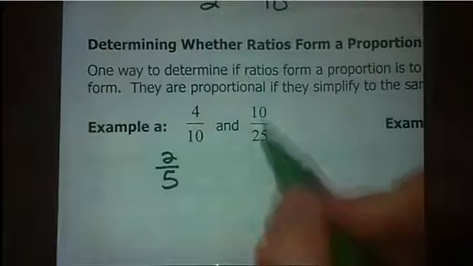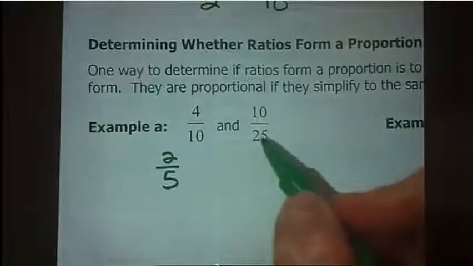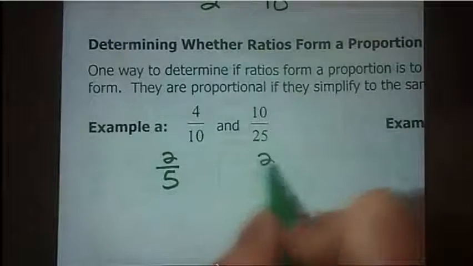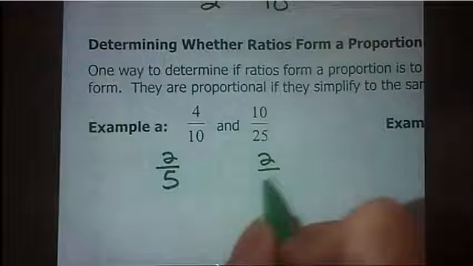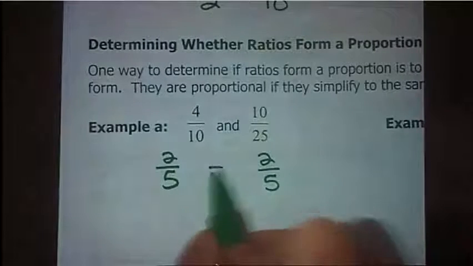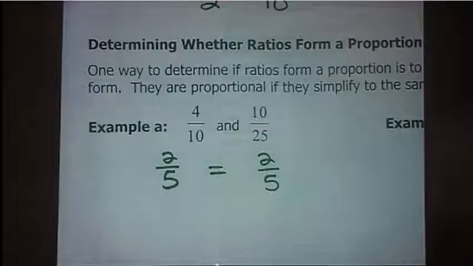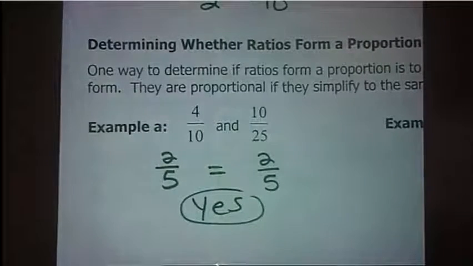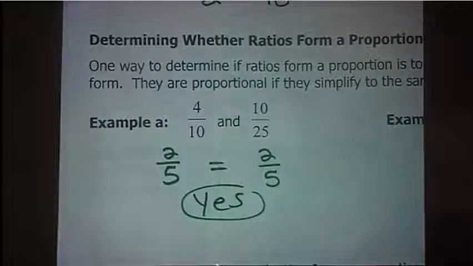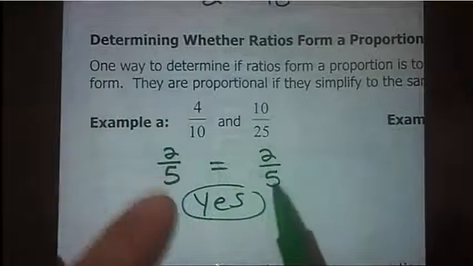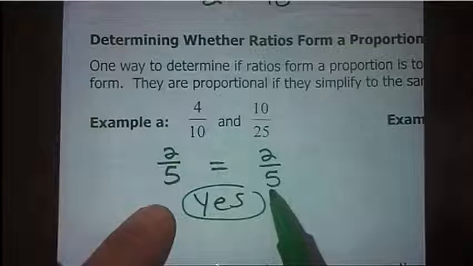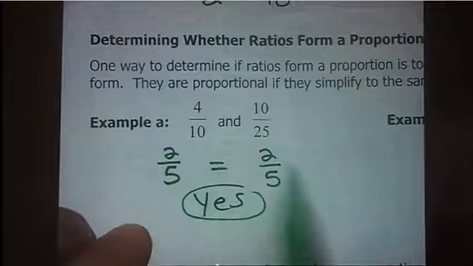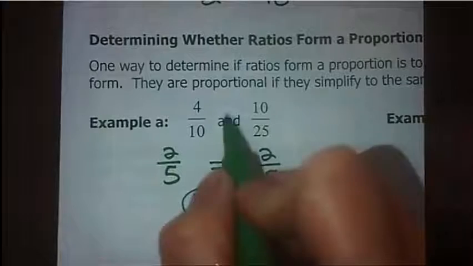10/25, the GCF of 10 and 25 is 5. 10 divided by 5 is 2. 25 divided by 5 is 5. 2/5 does equal 2/5. So this means yes, woohoo, they are proportional to one another. So again, to determine if they're proportional, we simplified each one. If you get two ratios that are equivalent, that are the same, that means they have a proportional relationship. So I could put an equal sign in between the two of them.